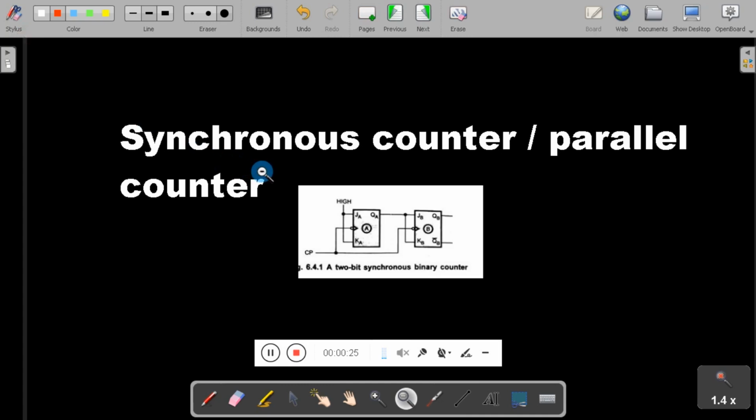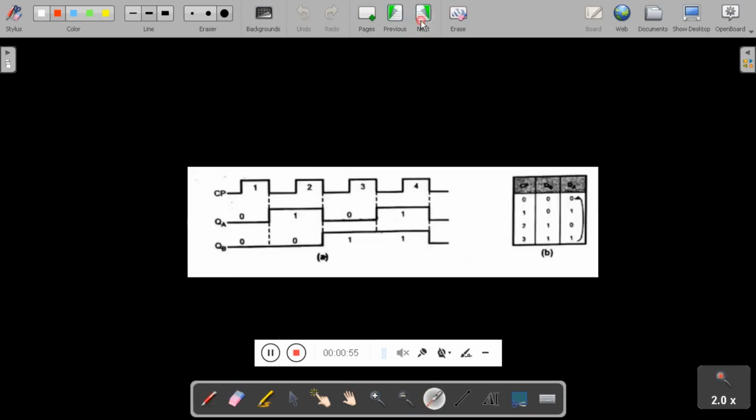So the first difference between synchronous and asynchronous counter I have mentioned in my previous video: in asynchronous counter all the flip-flops are not driven by a single clock, but in the synchronous counter all the flip-flops are driven by a single clock. You can see here all the flip-flops are driven by a single clock. There is a major difference between asynchronous and synchronous. So let me repeat. Let me take you to the asynchronous slide.